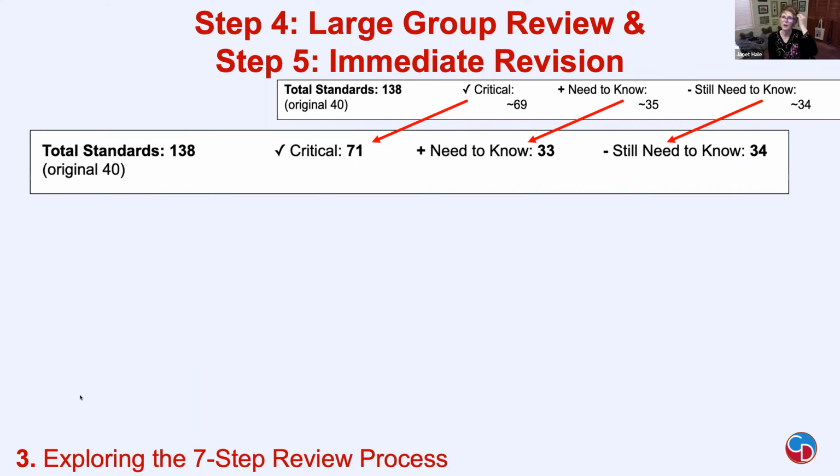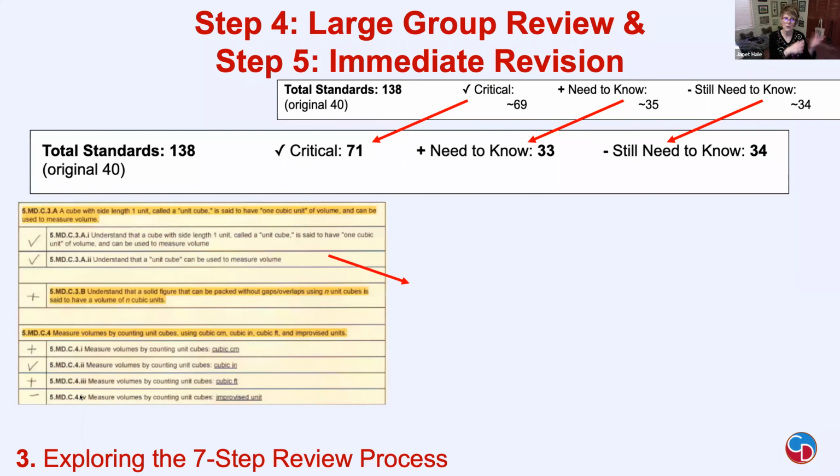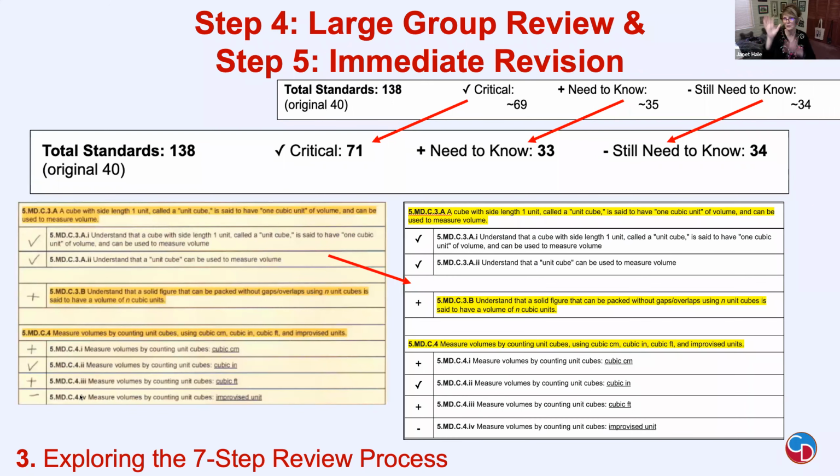So quick example, 40 original standards broken apart on this one grade level turned out to be 138 standards broken apart. Roughly 69, 35, and 35. So when they came to the meeting for our large group review, they had 71, 33, and 34. And we do all this kind of in paper, and eventually we do it in a Google Doc.